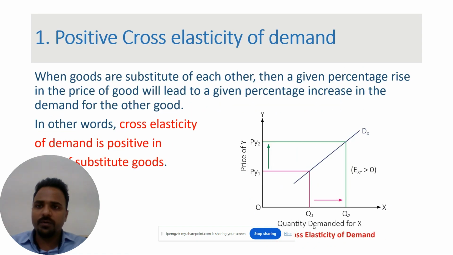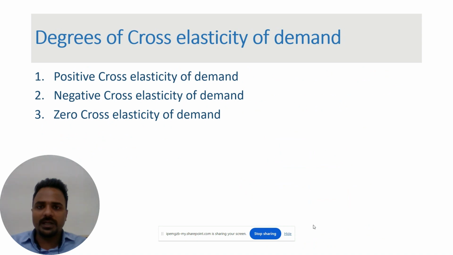So we can conclude cross elasticity has three degrees: positive cross elasticity, negative, and zero. Positive cross elasticity in case of substitute goods, negative cross elasticity in case of complementary goods, and zero cross elasticity demand when two goods are not related to each other.